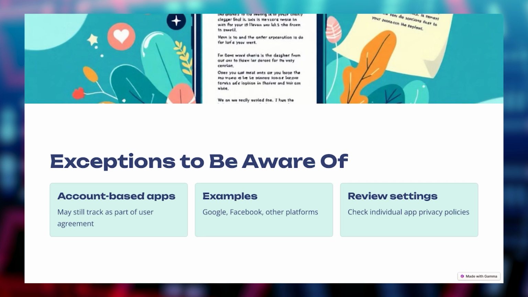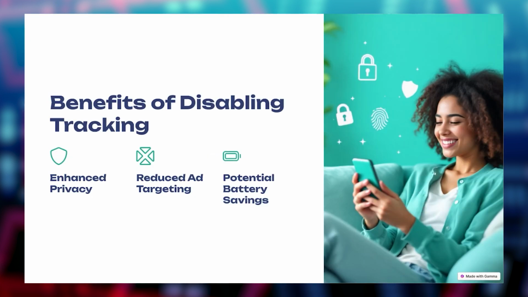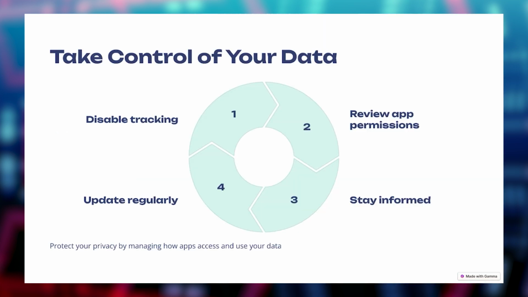And then review your settings, check individual app privacy policies always. And there's benefits. You have enhanced privacy, reduced ad targeting, and potential battery savings because it will use your battery. So take control of your data, disable the tracking, review your app permissions, update regularly, and stay informed.